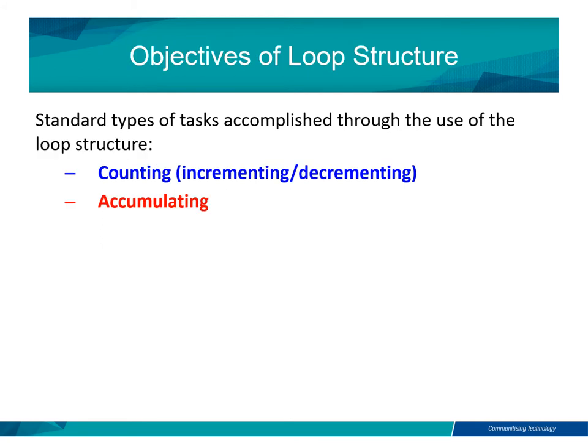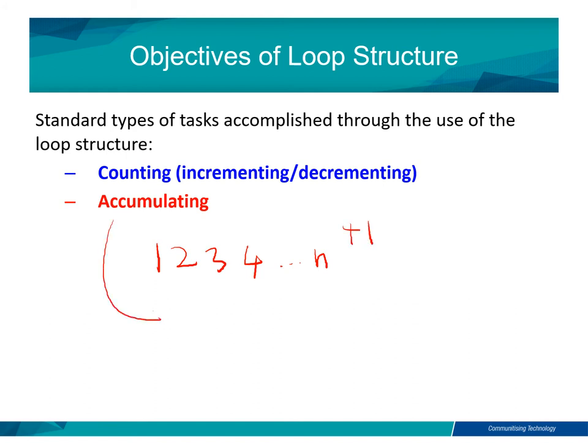There are two objectives of loop structure which we are going to accomplish. The first is counting, or we can say it is incrementing or decrementing. The second objective is accumulating. What is the difference between counting and accumulating? For counting, for example, we have numbers 1, 2, 3, 4, until the end of the numbers. So we can say that it is an increment by 1.